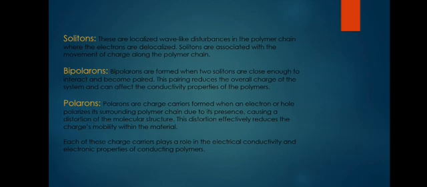Now let's see the polarons. Polarons are charge carriers formed when an electron or hole polarizes its surrounding polymer chain due to its presence, causing a distortion of molecular structure. This distortion effectively reduces the charge's mobility within the material. Each of these charge carriers plays an important role in electrical conductivity and electronic properties of conducting polymers.